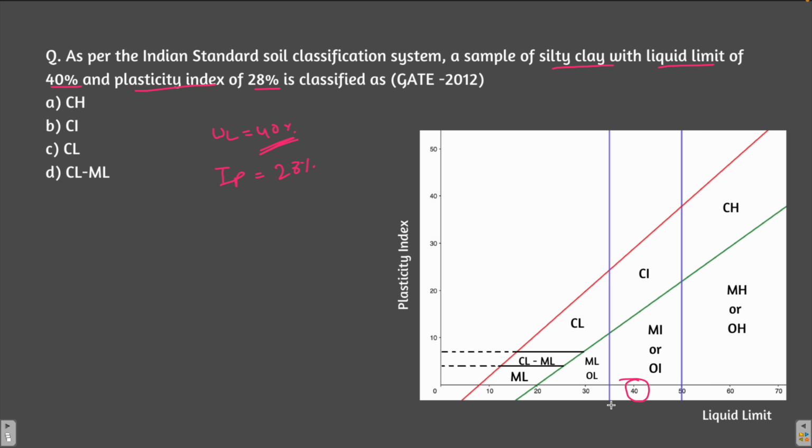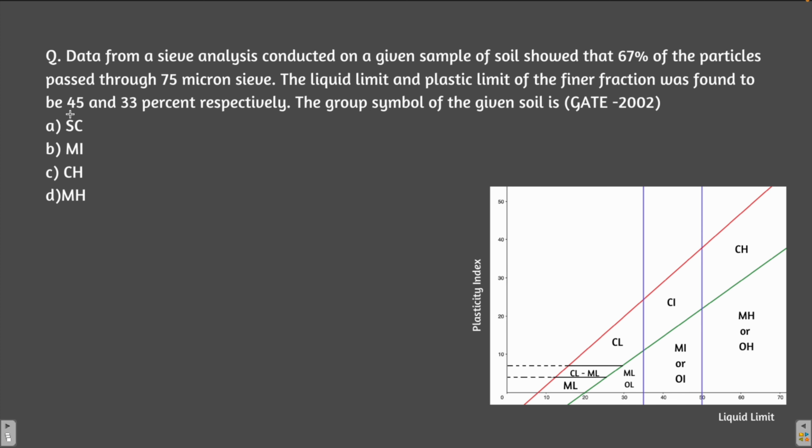40% definitely lies here. So it is going to be clay. Again, the question is giving you clay, and this is going to be intermediate plasticity, right? The 40% range is lying in the intermediate plasticity. So we are not going to solve this directly. Let's move on to the next question.